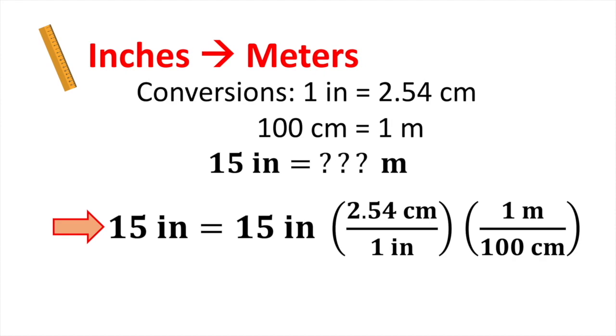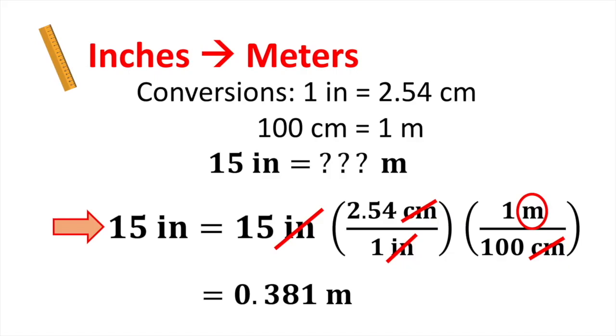We see that all the units cancel except for the meter, which is exactly what we want. And punching the numbers into the calculator, we get that this is 0.381 meters. So there you have it. If you apply the same technique, you can find out how tall you are in meters.